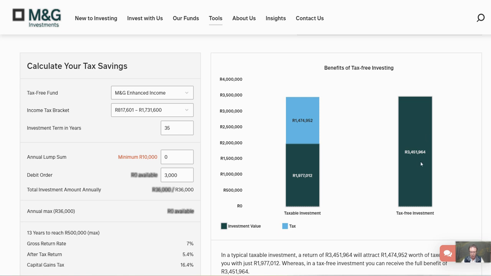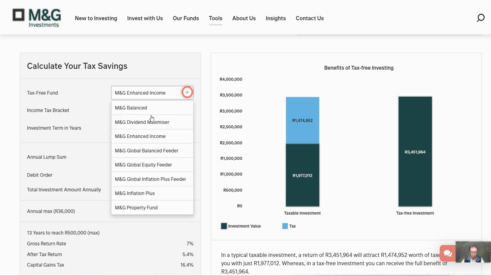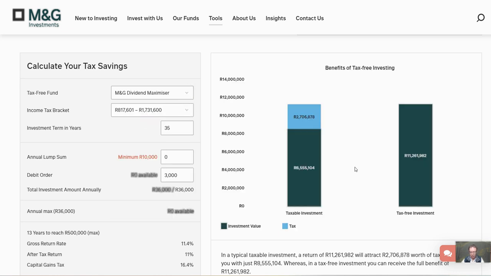Now remember, in retirement you can withdraw tax-free income from either the 3.4 million, or if you've invested that in an equity fund, 11.261 million. It's a vast difference in terms of the income that you will receive.